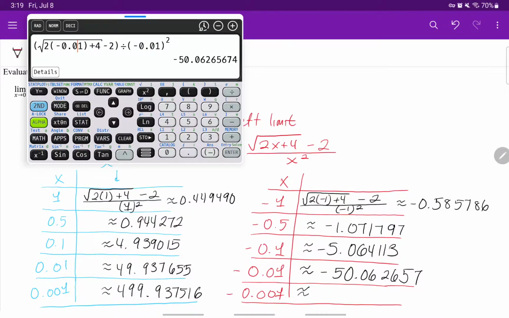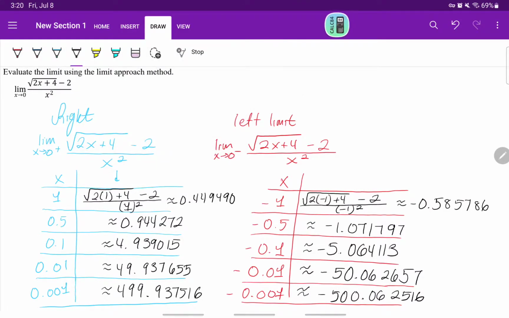And let's plug in -0.001. And that gives us -500.062516. I don't know if you guys can hear that, but the rain's hitting my AC. Anyways, as we can see here, this limit does not exist.